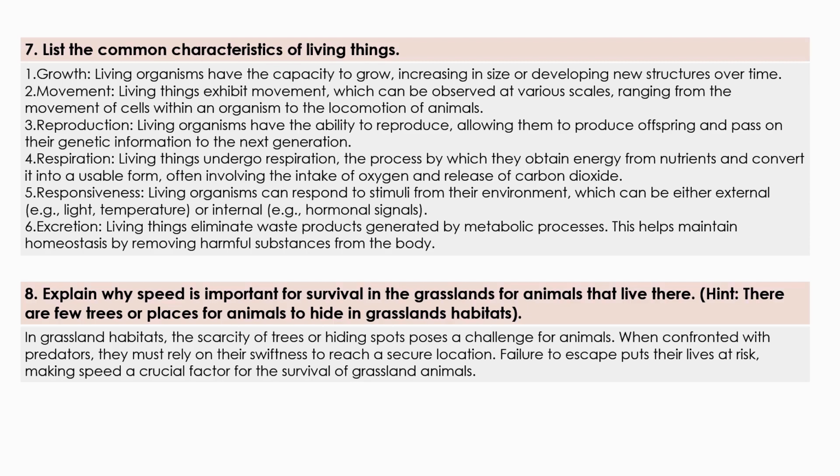Question number 8. Explain why speed is important for survival in the grasslands for animals that live there. In grassland habitats, the scarcity of trees or hiding spots poses a challenge for animals. When confronted with predators, they must rely on their swiftness to reach a secure location. Failure to escape puts their life at risk, making speed a crucial factor for the survival of the grassland animals.